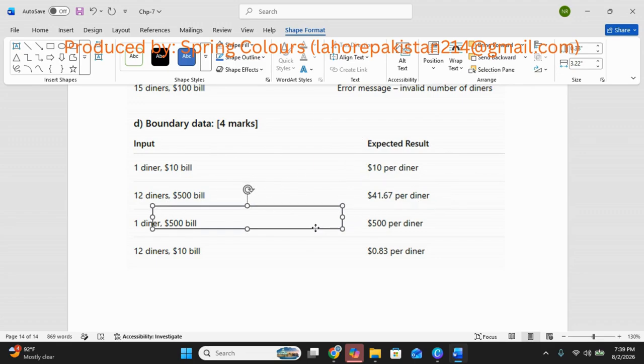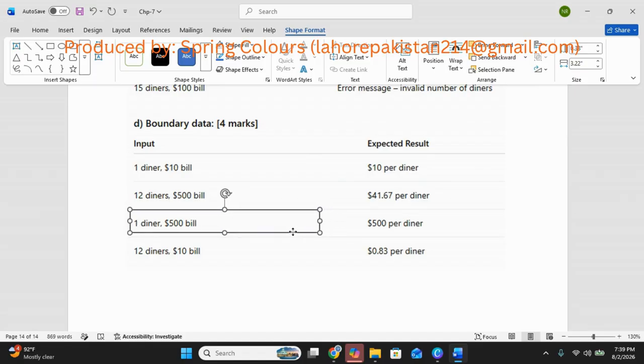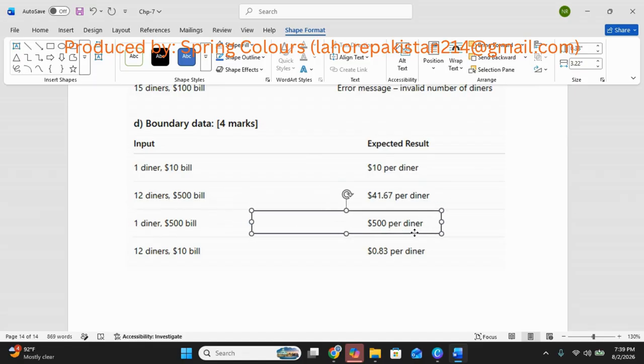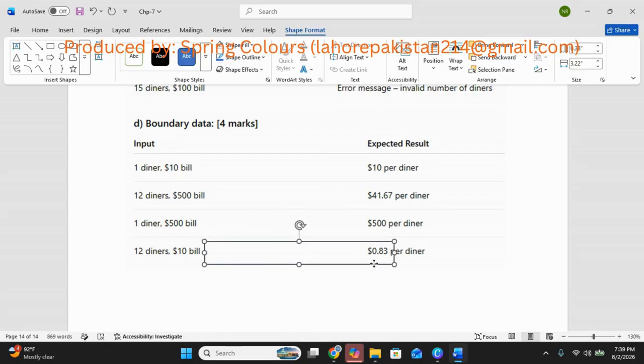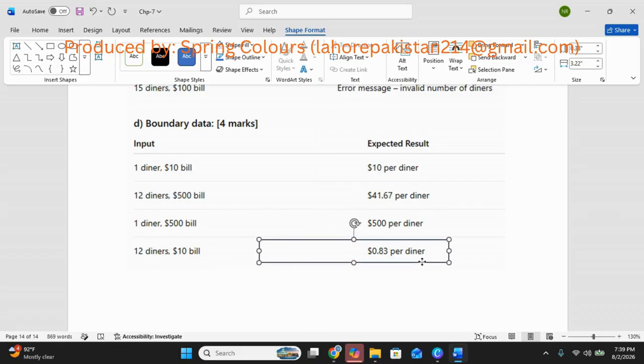$41.67 per diner. And with the least number of diners and maximum bill, the answer will be $500 per diner. And with the maximum number of diners and least amount of bill, the expected result will be $0.83 per diner. So these were the first three exam style questions.